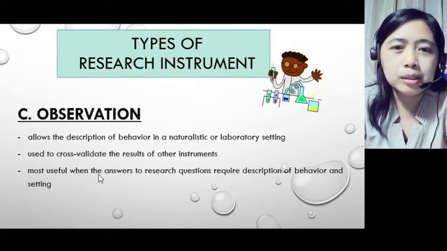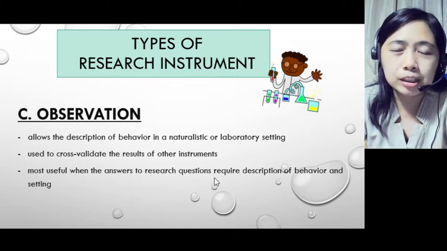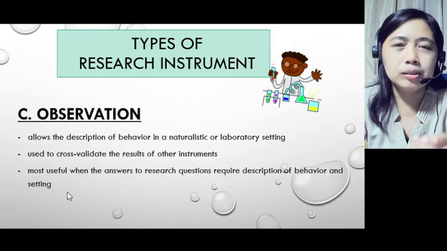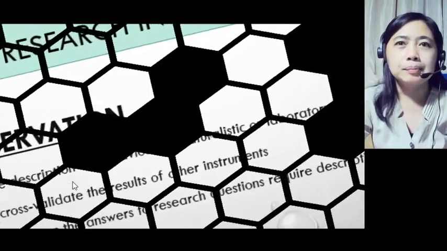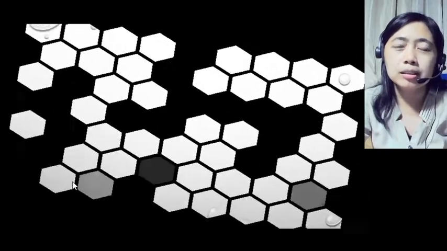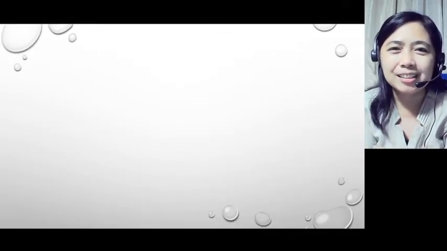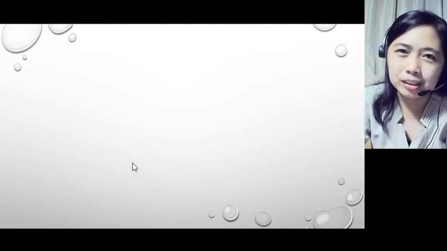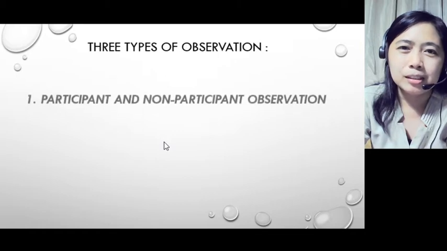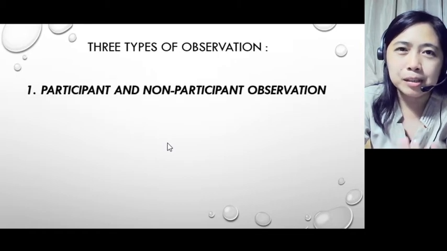It is most useful when the answers to research questions require description of behavior and setting. So gamit ang observation, especially kana imuhang gi-conduct nga research kay nag-talk sa behaviors sa katao. Of course you need to have observation of that. So there are three types of observation.